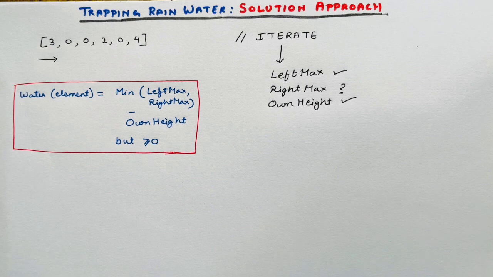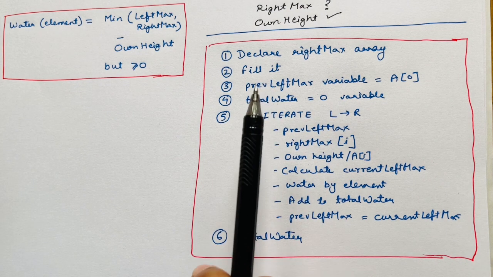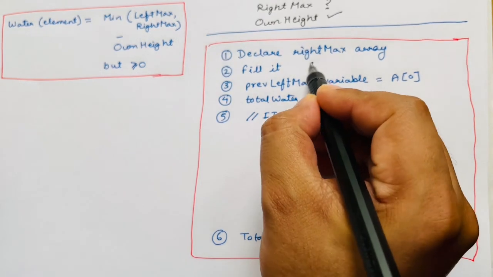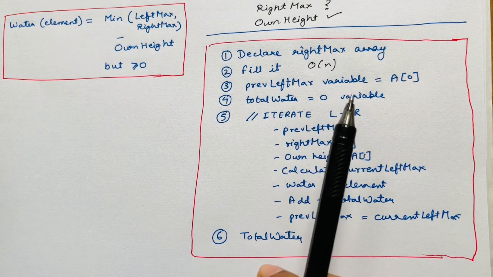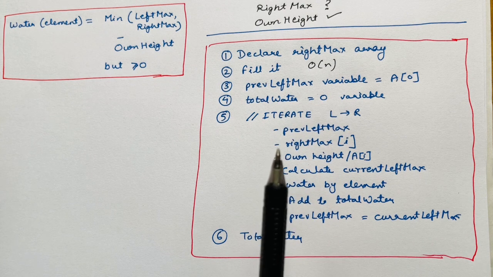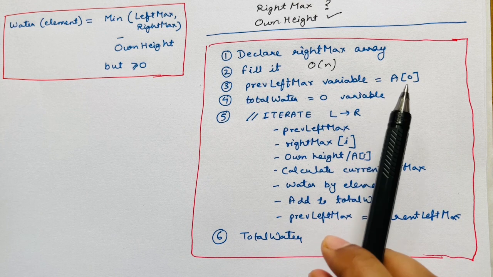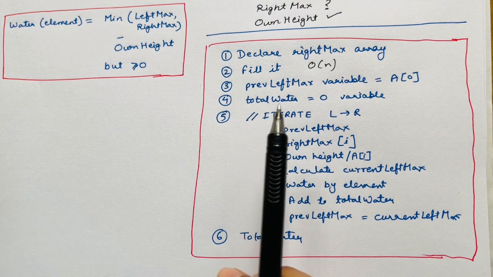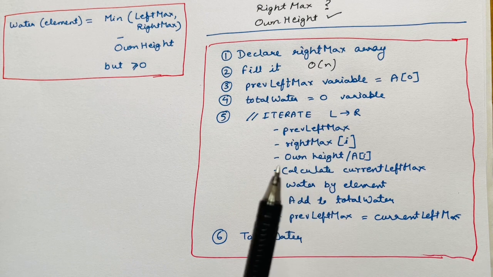So what does our final algorithm look like? We first declare a right max array. We fill it as we saw in our previous slide in big O of n time. We also declare a previous left max variable because we are not filling the left max array. We are only using the variables. That way we will have to fill one less array. We will use somewhat less space. So we declare a previous left max variable with its value as A0. We also have total water, which will track the total water trapped so far in the iteration.